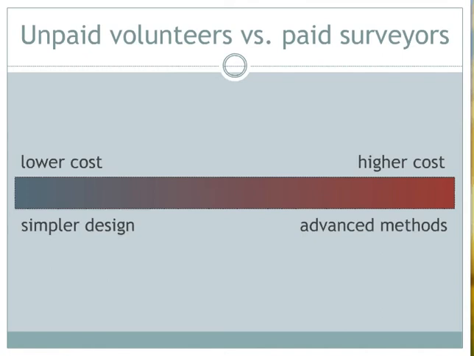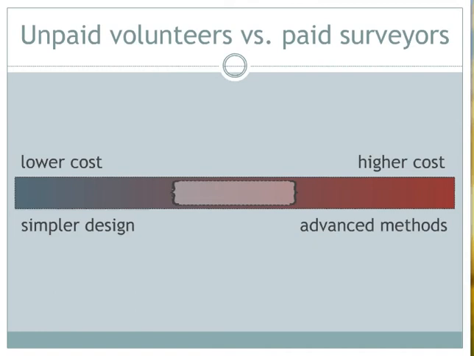When we think about any large-scale program, particularly those that incorporate some level of citizen science, there's a gradient we can look at. On the left here, I have more simplistic designs, which are typically associated with lower costs. As we move to more advanced methodology, that generally means an increase in cost. For a lot of these large programs, these aren't black and white. This is a gradient. So the trick is finding out where along this gradient is that sweet spot for your particular program.